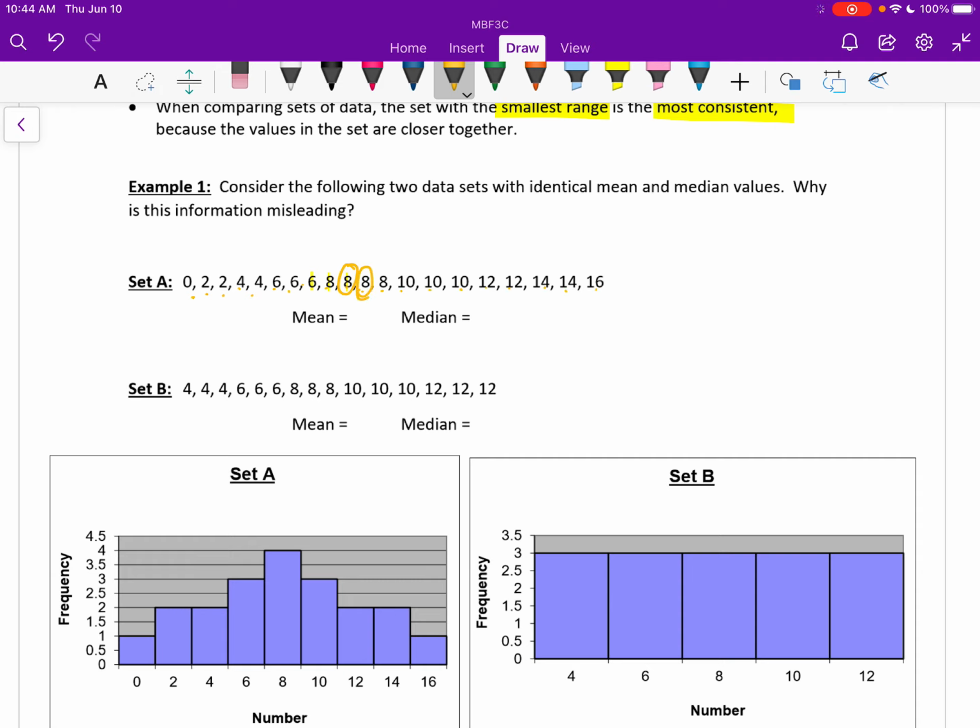So this is going to be the 10th one, right? Since they're both the same number, we can just say the median is 8, because when you take those two numbers and you add them together and divide them by 2, it's just going to be 8. So our median is 8.